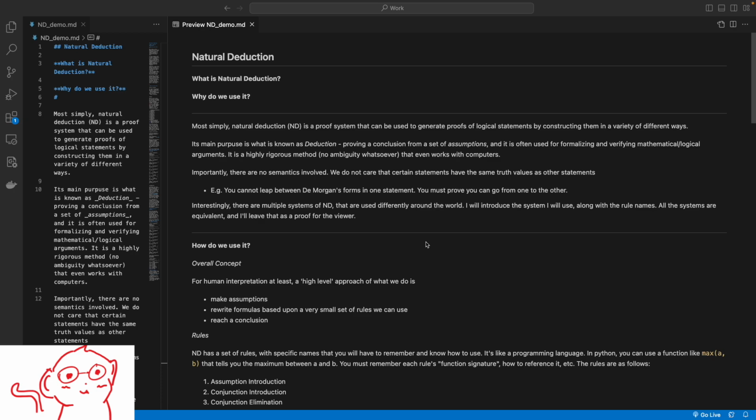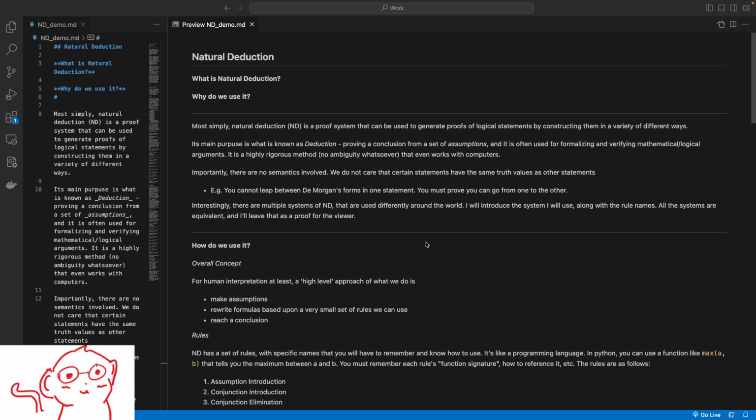In very simple terms, natural deduction is a proof system. It's a way we can generate proofs of logical statements by constructing them in very different ways, right? Its main purpose is what's known as deduction. A deduction is where we prove a conclusion from a set of assumptions. These two words are important. And it is often used for formalizing and verifying mathematical and logical arguments.